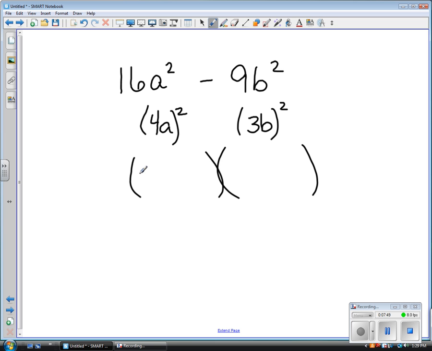So what's the next step going to be? 4a minus 3b, and then 4a plus 3b. Very good. Any questions on that? Okay. First thing, make sure they'll break down, and then once they do, then you can write your two terms.